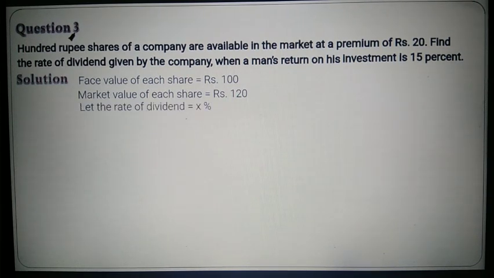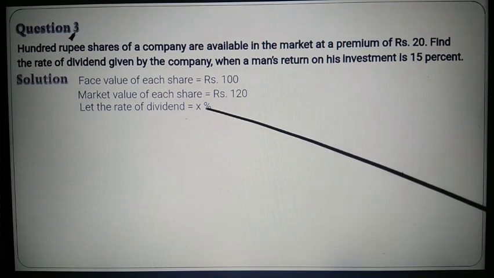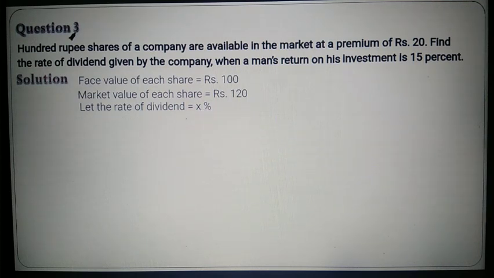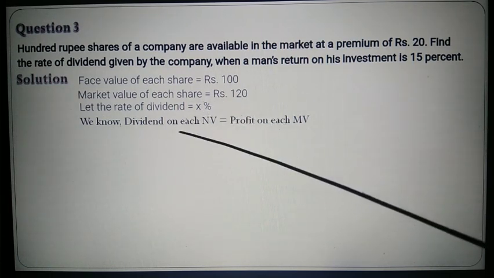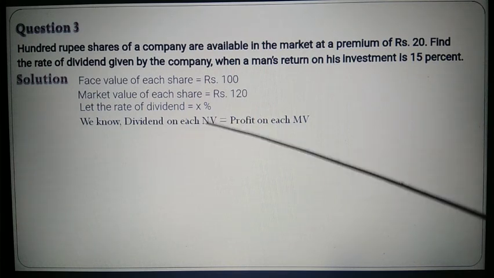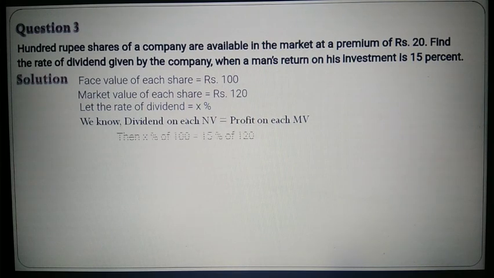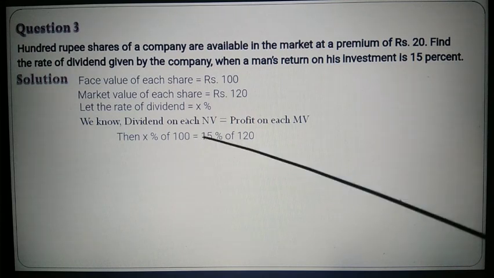So let the rate of dividend, they are asking us the rate of dividend, so I'm going to call this x%. And as usual we know that dividend on each NV is equal to profit on each MV. So what is dividend? It is x% of NV, and what is NV? NV is 100. So x% of 100 is going to be the dividend.